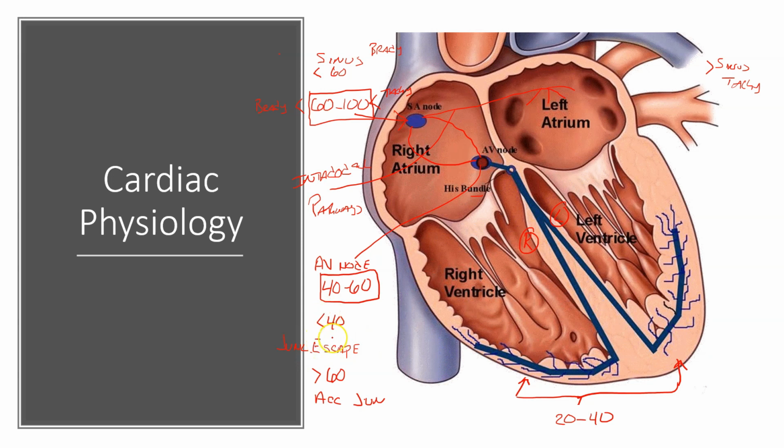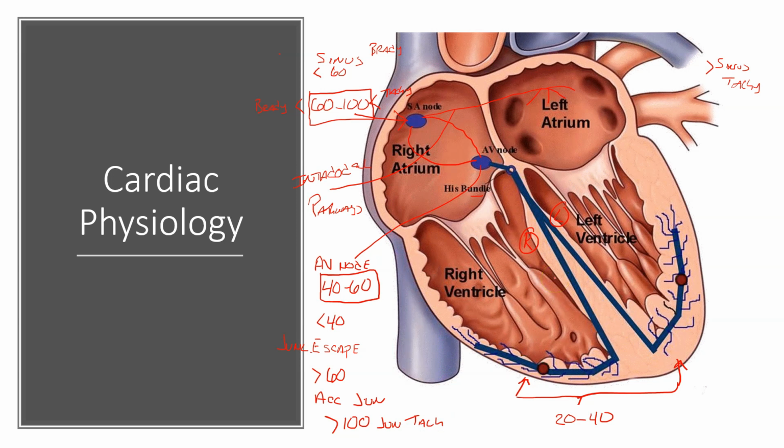If it's less than 40, it becomes a junctional escape rhythm. If it's greater than 60, it becomes an accelerated junctional. If it falls between 40 and 60, then it's just a junctional rhythm. If it gets greater than 100, then it becomes a junctional tach. So this becomes a junctional tach once it gets above 100.